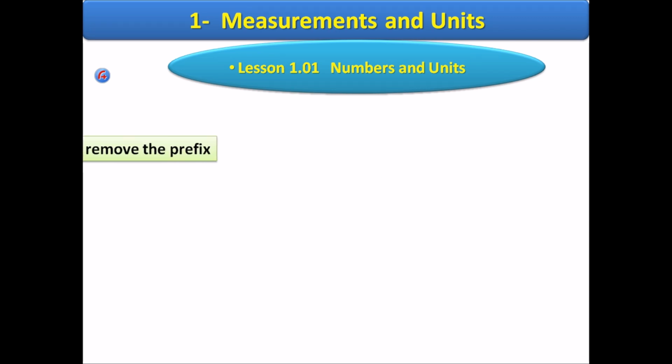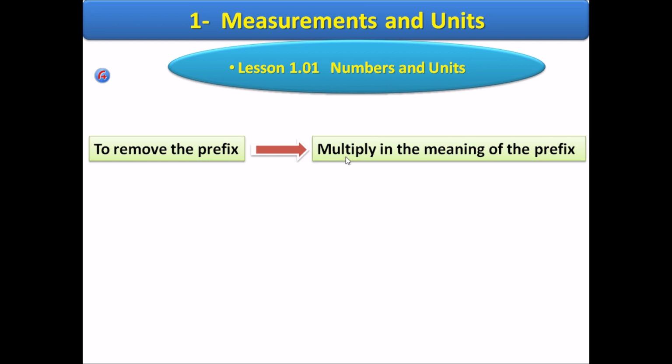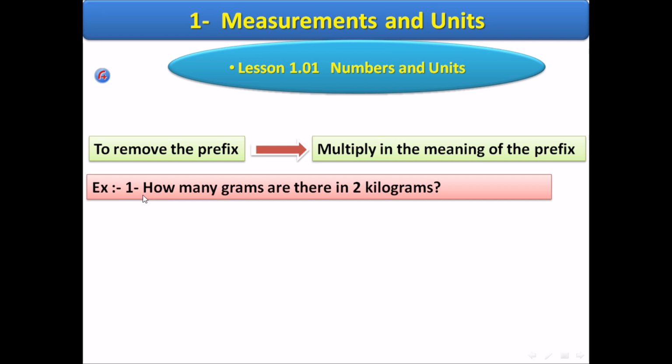At first, let's know how to remove the prefix, okay? If you want to remove the prefix, you have to multiply by the meaning of the prefix. Don't forget to multiply by the meaning of the prefix. Let's start with one example. The first one, how many grams are there in 2 kilograms? In this example, you have 2 kilograms and you want to change it to grams only. So, if you want to remove kilo, you have to multiply by the meaning of kilo. So, it will be 2 times 10 to the power of 3.